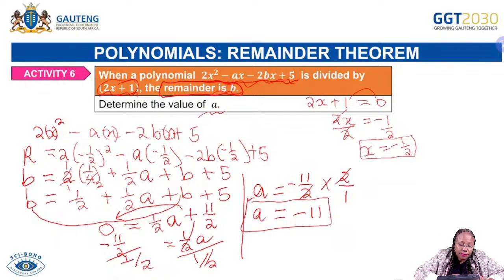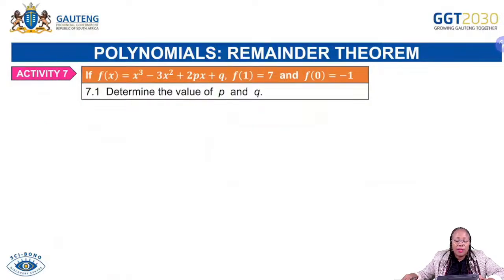All right, to the next problem now. Let's look at the mark allocation. It will be 1 for substitution, 1 for simplification there, and then lastly 1 for getting the value of a being minus 11. Okay, and then we move on to activity number 7.